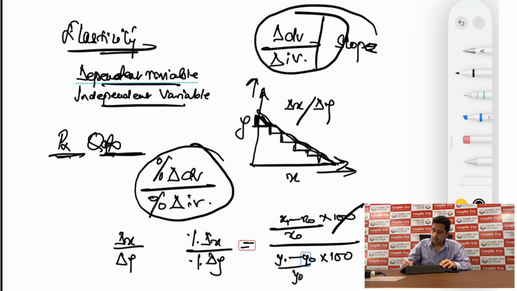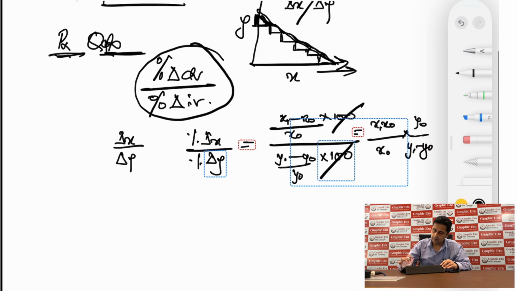Now on cancellation of these two values, what we see is that it is x1 minus x0, which is nothing but the change in x, upon x0 into y0 upon y1 minus y0. If I rearrange this equation, what I find is that it is nothing but x1 minus x0 upon y1 minus y0 into y0 upon x0.